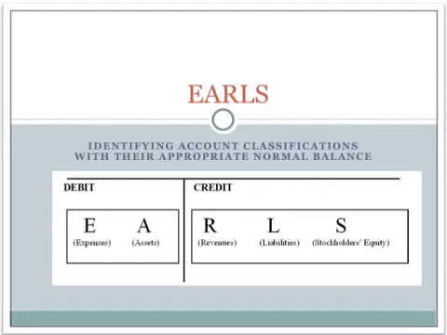And really this breaks it down to say that expenses have a debit normal balance, assets have a debit normal balance. Then it goes on to say revenues have a credit normal balance, liabilities have a credit normal balance, and stockholders' equity has a normal credit balance.